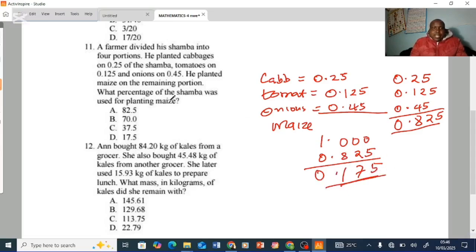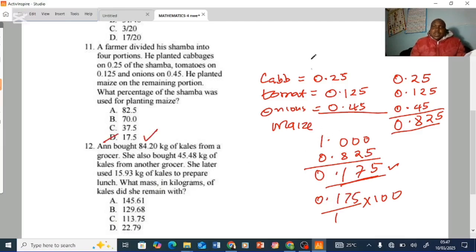So what percentage of the shamba? Percentage for the maize will be this over 1 times 100. So it is 0.175 divided by the total 1 times 100. So this one will remove 1, 2, so that is 17.5%.